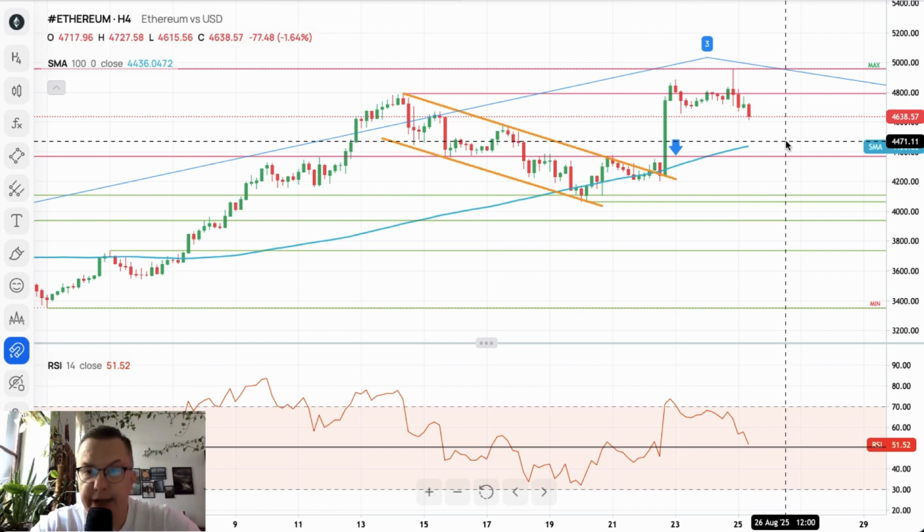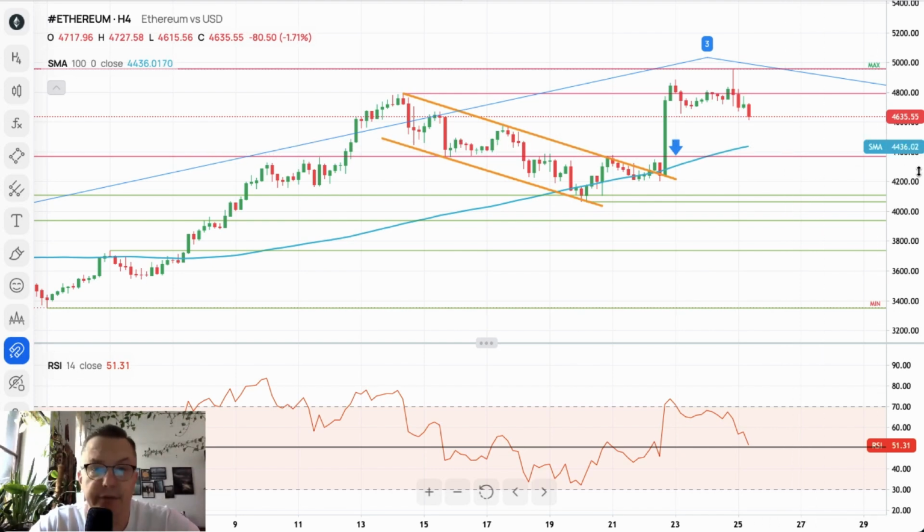For now, for today, the US dollar index is getting weaker all across the board. So all of the US dollar pairs are going down, and euro dollar and British pound are going up together with the gold. That's everything from me for today.